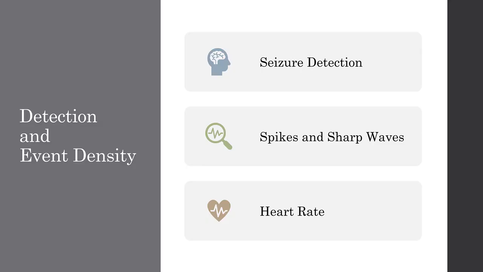So, detection and event density. Event density can actually be generated to give an indication when a comet has been placed or a duration comet has been placed. But it can also be generated from detectors placing comets. In this case, we're going to talk about the output of the seizure detector. Spikes and sharp waves, you can show those as comets, but we can also trend those so you can see when they're happening and how often they're happening, at what rate they're happening. Same thing with heart rate. Those are detecting QRSs, and if we calculate the number of those per minute, we get a heart rate.